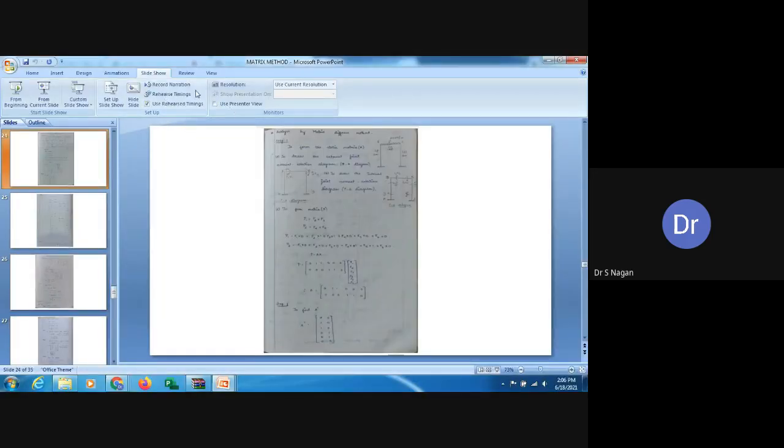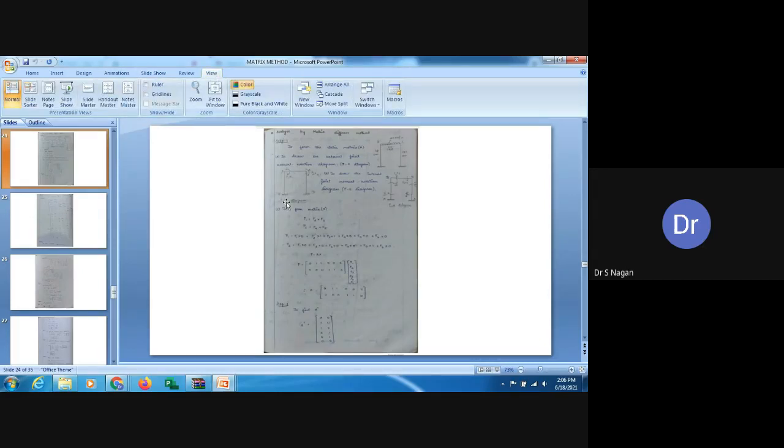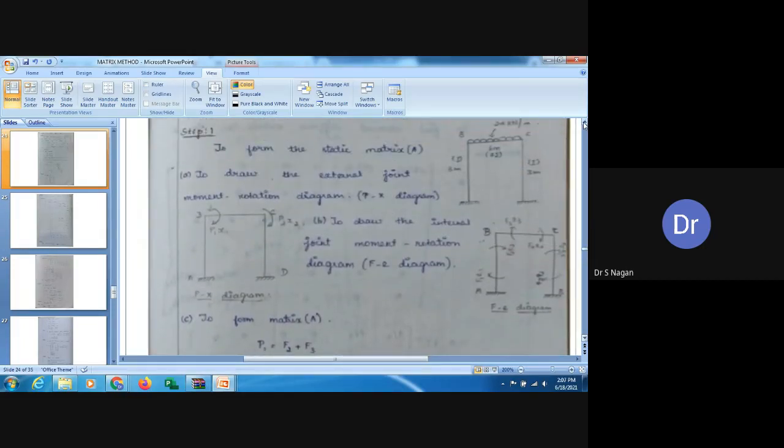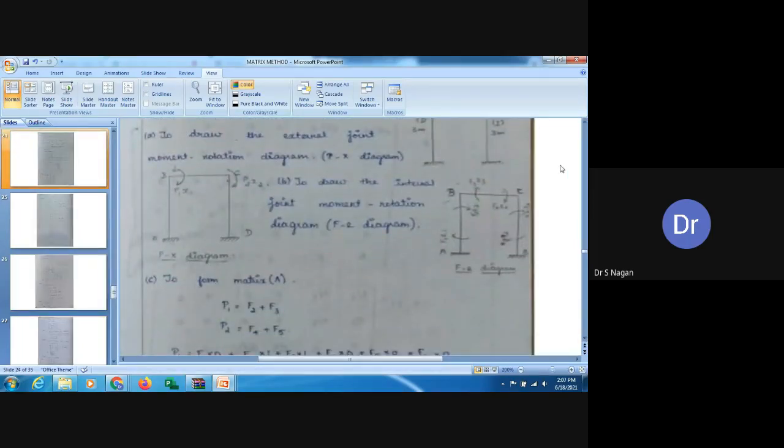You will see this portal frame which I explained now, so that you can recall. Change the view percentage so that it will be clear. Are you able to view? Do you see the diagram? Anyone, please respond. Are you able to see the portal frame? Yes, sir. Okay. So this is what I have been explaining.